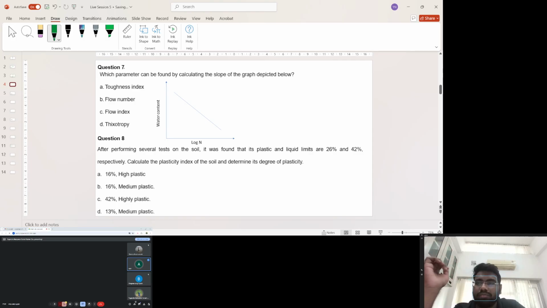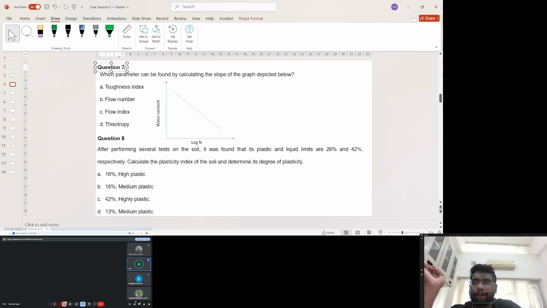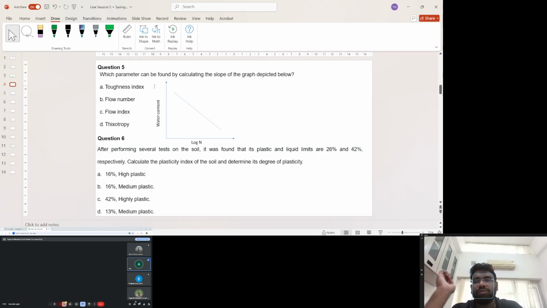Sorry, there is a change in question number, so please pardon the correction. Which parameter can be found by calculating the slope of the graph depicted below? So this is the graph of water content and logarithm of number of blows, where N is the number of blows. It is a liquid limit graph.